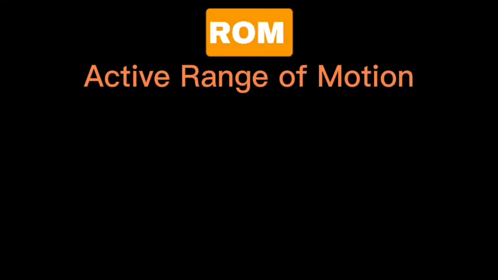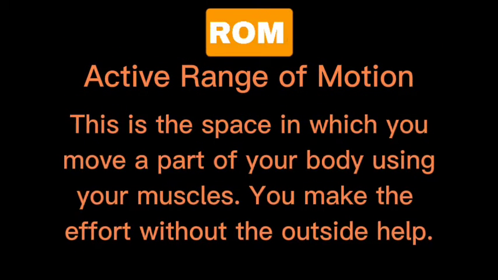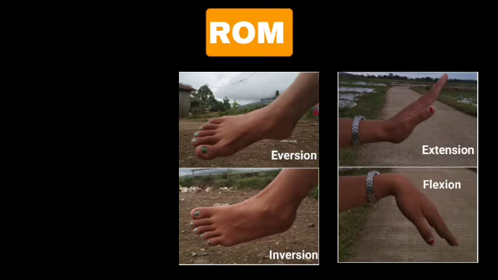Active range of motion. This is the space in which you move a part of your body using your muscles. You make the effort without outside help. This is where you have a muscular contraction of the tissues producing the movement without any assistance.